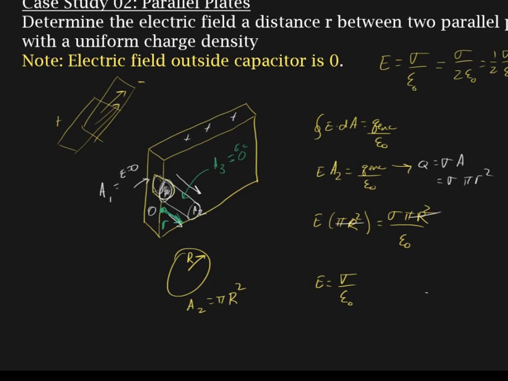Remember, this comes from, here's our one parallel plate, we'll say that's the positive plate, here's our negative plate, and the electric field due to the positive plate we know is going to be this. The electric field due to the negative plate is going to double that, and so the total electric field is going to be that.